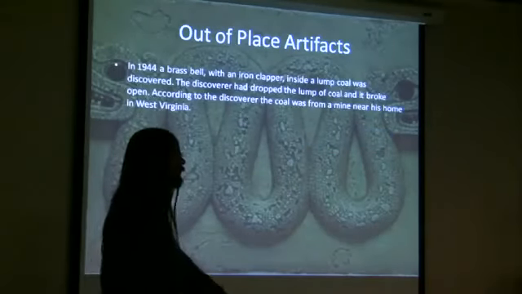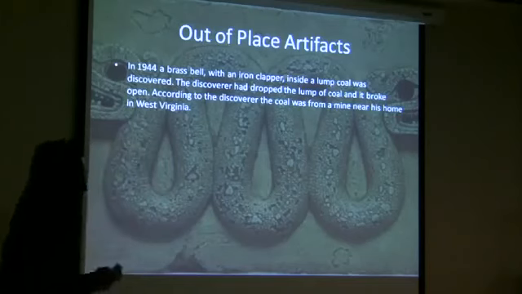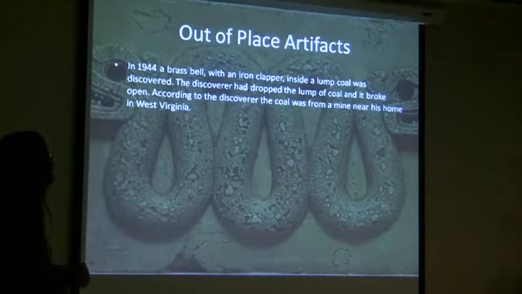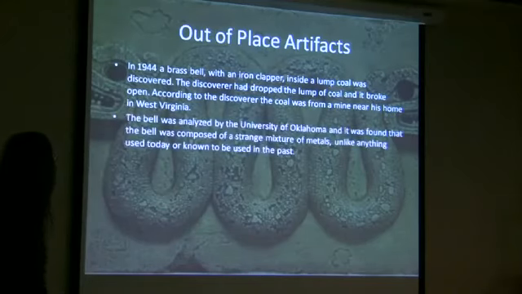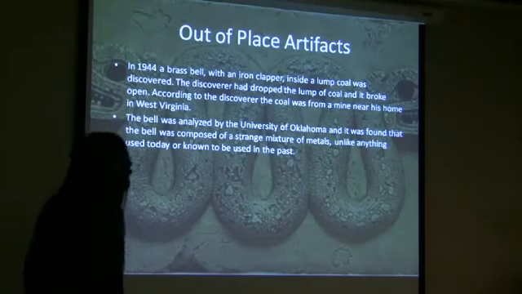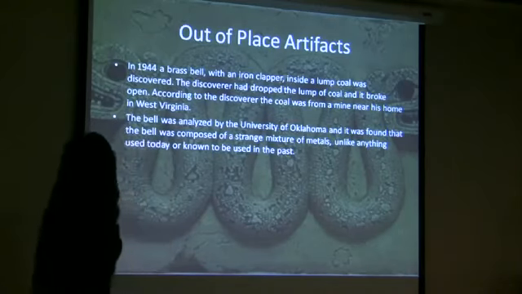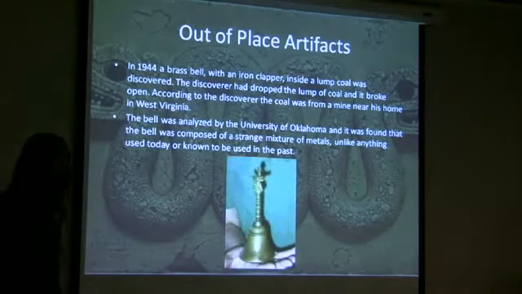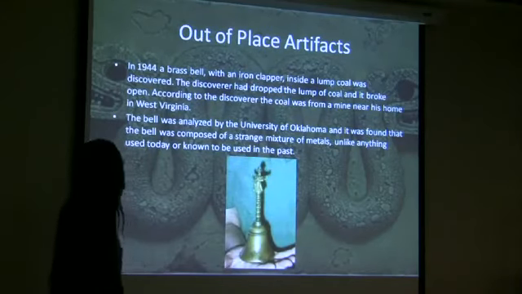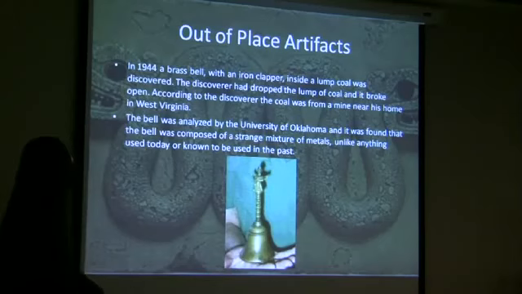More stuff. Let's see what we got here. In 1944, a brass bell with an iron clapper was found inside a lump of coal. Okay, the discoverer dropped the lump of coal and it broke open. The coal was found in a mine near West Virginia. The bell was analyzed by the University of Oklahoma, and it was found that the bell was composed of a strange mixture of metals, unlike anything used today or known to have been used in the past. And there's a bell. So that thing falls out of a chunk of coal at some point, with a really unusual composition to it as well.